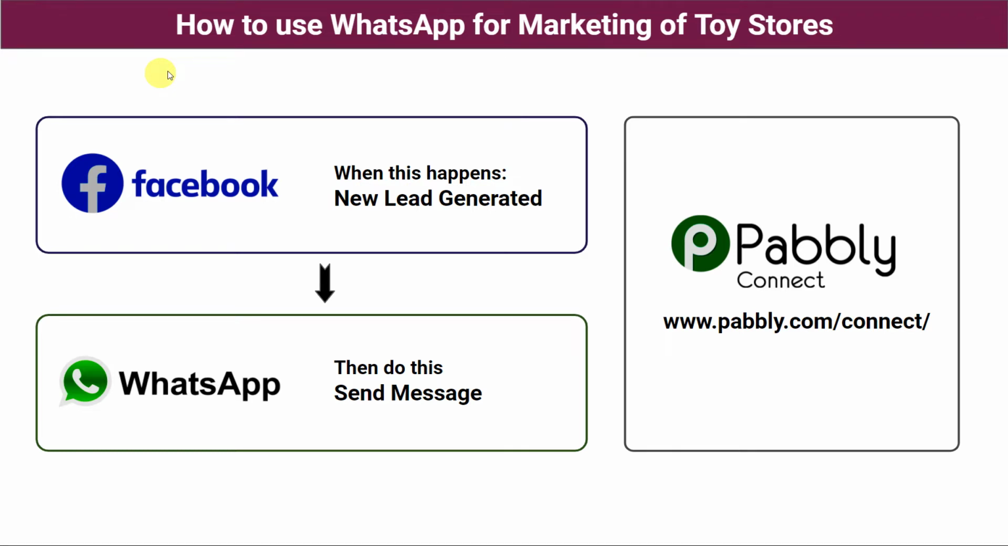Hello everyone. In this video we are going to learn how to use WhatsApp for marketing of toy stores. So let's take an example that you are a toy store owner. You have created a Facebook page to advertise your business and you are running ads on that page. A lot of people are showing interest in your toy store business advertisement, and with those ads you are getting lots of entries and leads on daily basis.